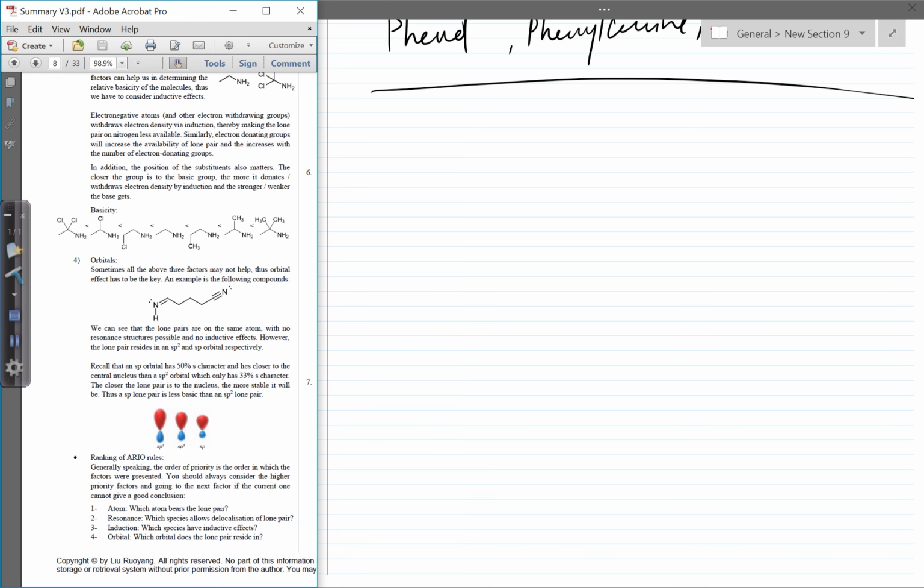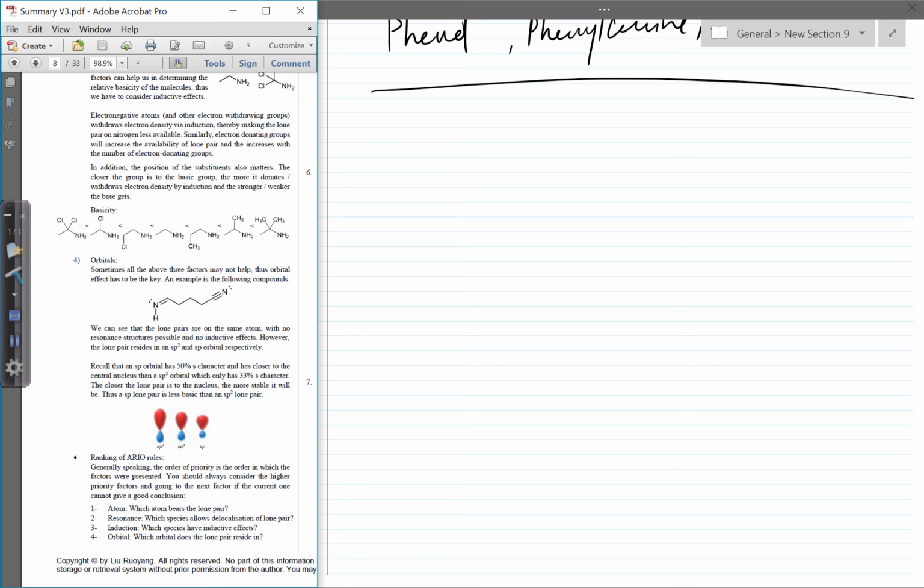And next is your orbital effect. So if you compare these two nitrogens, for the one on the left, what's the hybridization state? It's sp2, and for the right hand side it is sp. If you look at the shape of your sp2, sp and sp3 orbitals, you will see that sp2 is less round, or less close to the nucleus, than your sp. So for your right hand side, that nitrogen, the lone pair is closer to the nucleus, so it's less available. If it's less available, that means it's less basic.